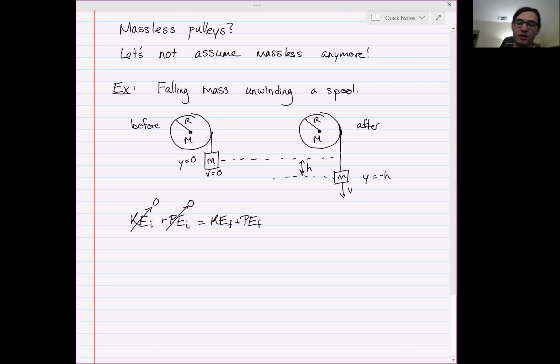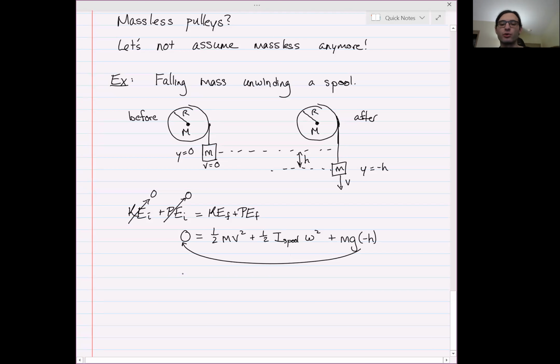And then the kinetic energy, so we have 0, which is equal to 1/2 times the mass of the small block times its speed squared, plus the rotational kinetic energy of the spool, 1/2 I omega squared. And then we would have plus the potential energy, which would be mg times minus h. And so you can see why the h gets added up to the other side. So what we're left with is mgh equals 1/2 mv squared plus 1/2 I spool omega squared.